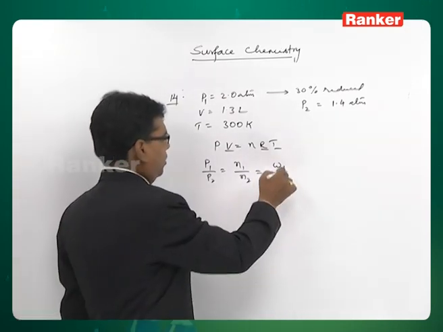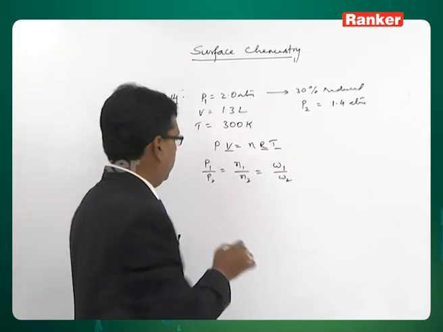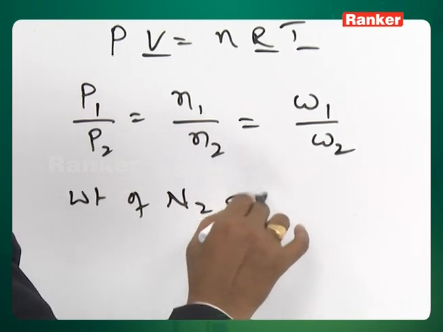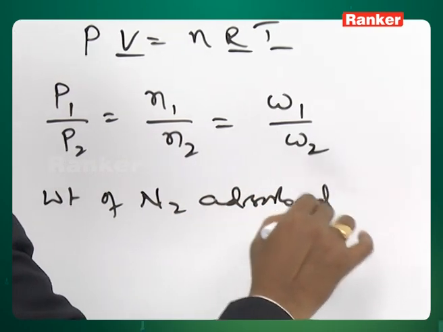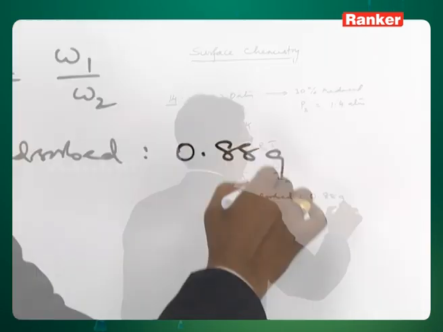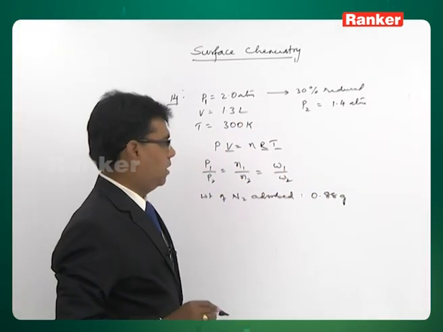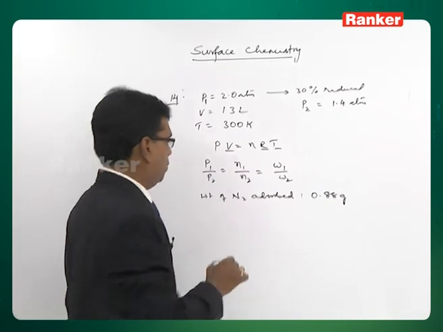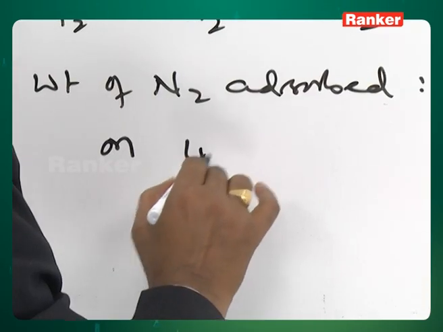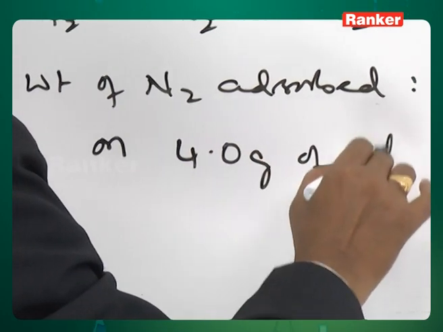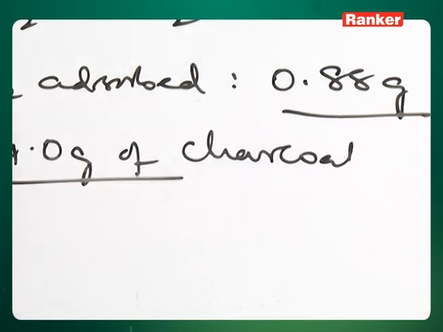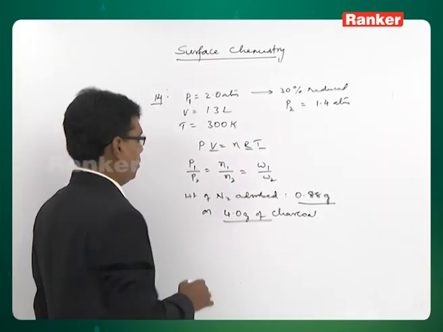So, when this is reduced by 30%, finally the weight of nitrogen adsorbed you will get as 0.88 grams. 0.88 grams is the weight of nitrogen that is adsorbed on the 4 grams of charcoal.